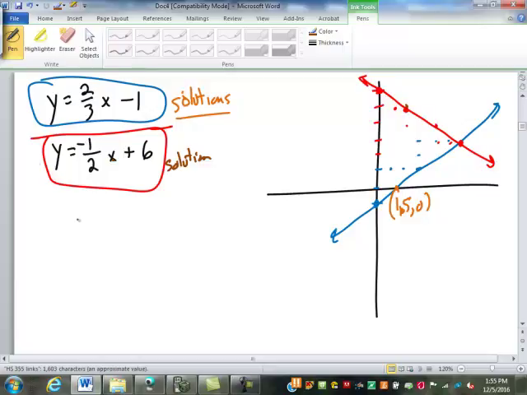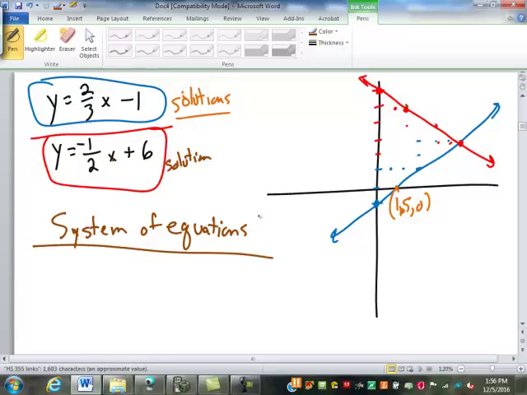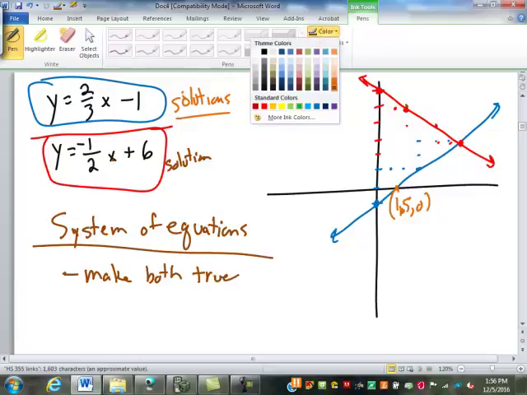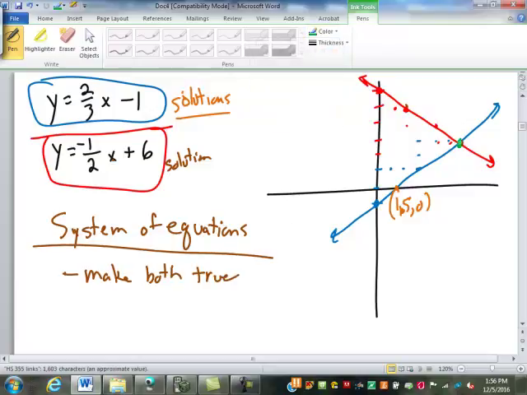So what we're going to talk about today is something called the system of equations. The system of equations is two equations, and we want to find the values of x and y that make both true. On this graph, where would that be? Where they intersect, right there.